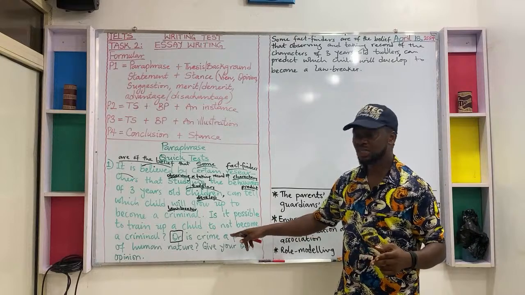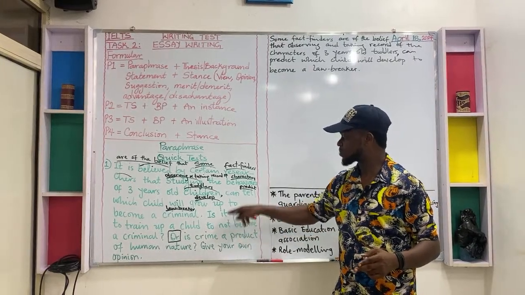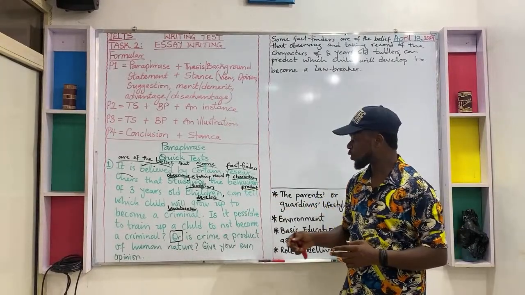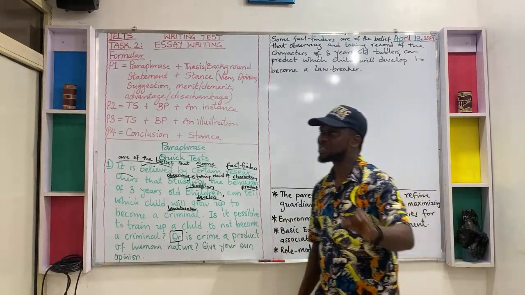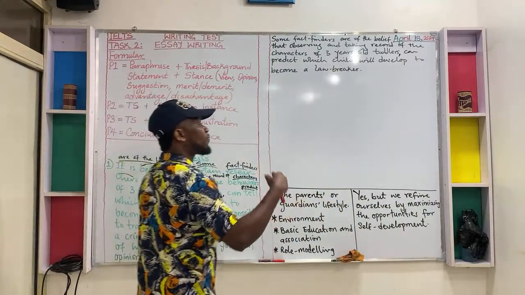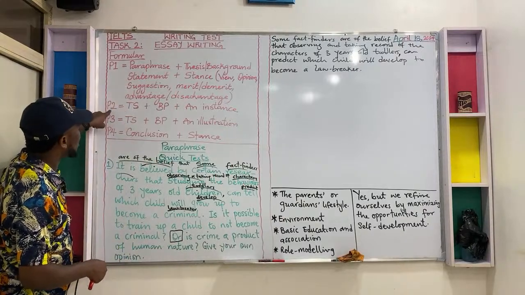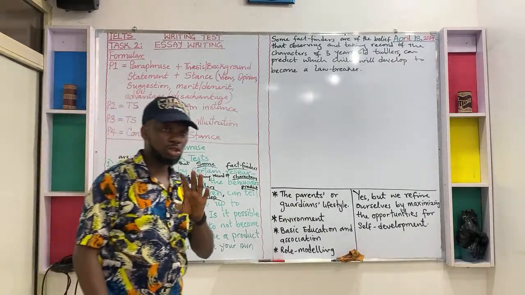So decide if you want to go for the fact that it is possible to train up a child not to become criminal, or you want to go on the path that says crime is a product of human nature. So I said, whichever path you want to take, you are to generate 2 or 4 strong points that you are going to discuss in paragraphs 2 and 3. Precious, do you understand this?